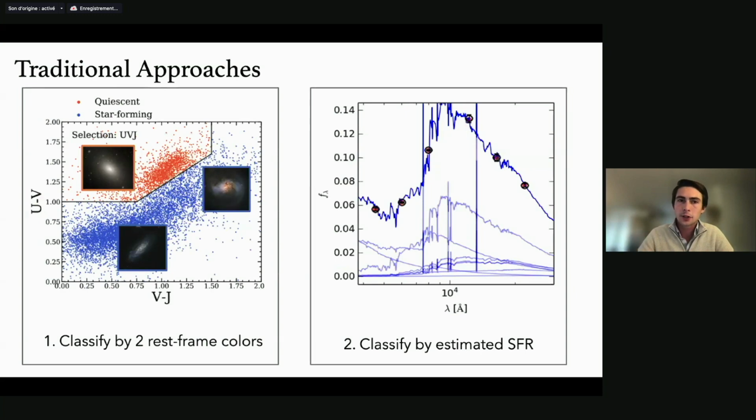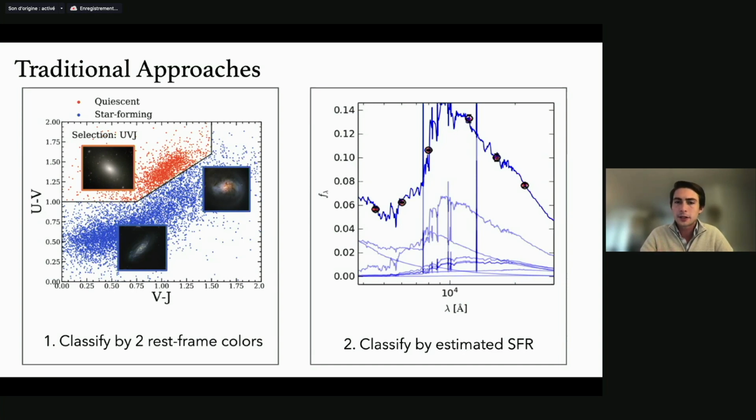So the traditional approaches, on the left-hand side, I show UVJ selection. This is basically taking two rest frame colors and being able to separate out star-forming galaxies here in the bottom from dusty star-forming galaxies in the top right from the quiescent galaxies in this box, where you can see we're making a very strict selection. There's been a number of papers who have tried to break this down into looking at probability of ending up in the UVJ box. But this is certainly one way to do it.